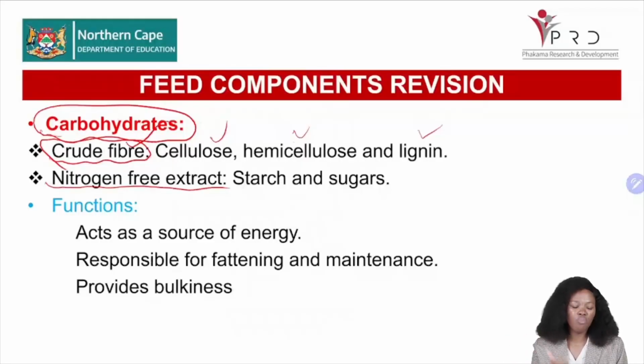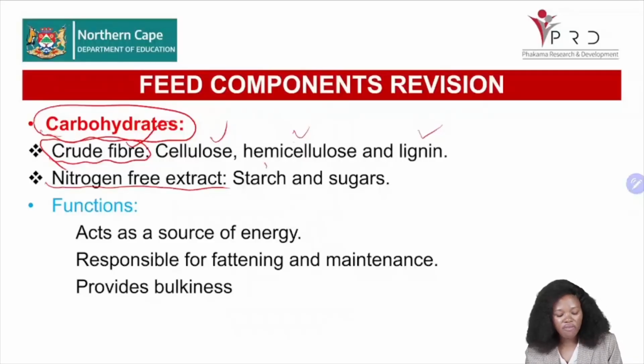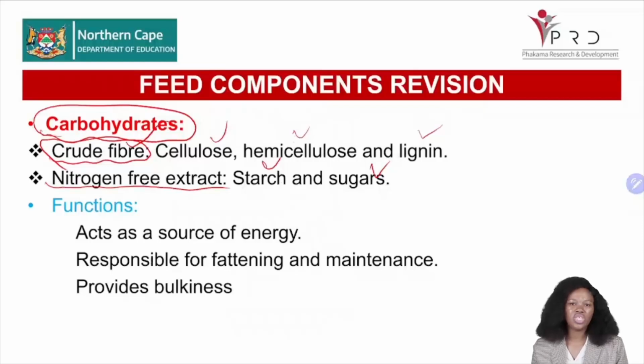Now, the nitrogen-free extract is a carbohydrate component that is highly digestible. Once a feed has more of this nitrogen-free extract, it will be easily digestible. Now, examples of nitrogen-free extract, we have the starch and the sugars that are highly digestible. Sugars that are polysaccharides and a starch that is also highly digestible.